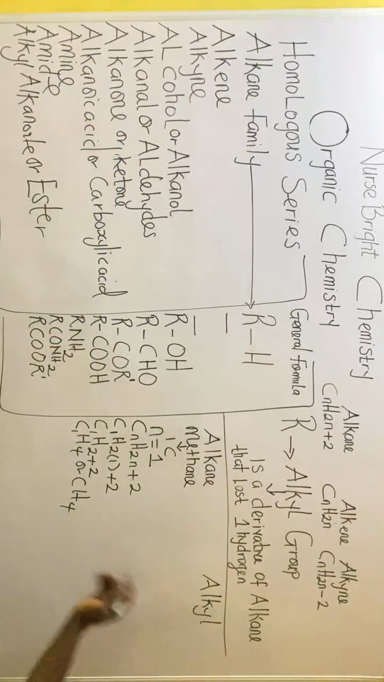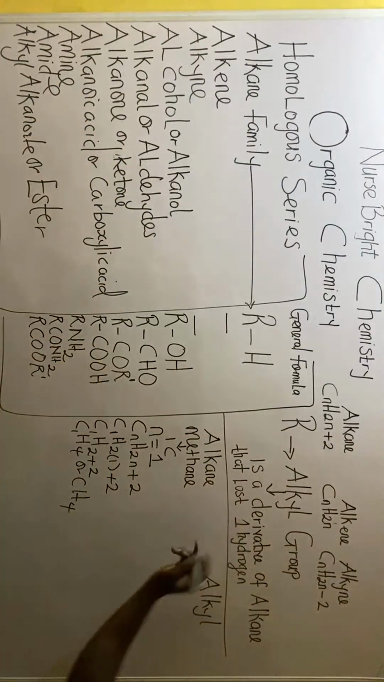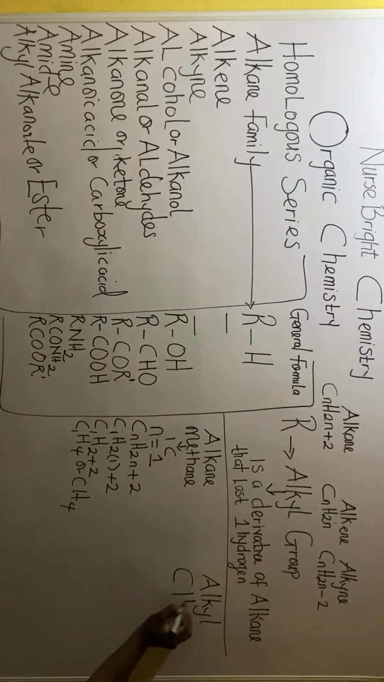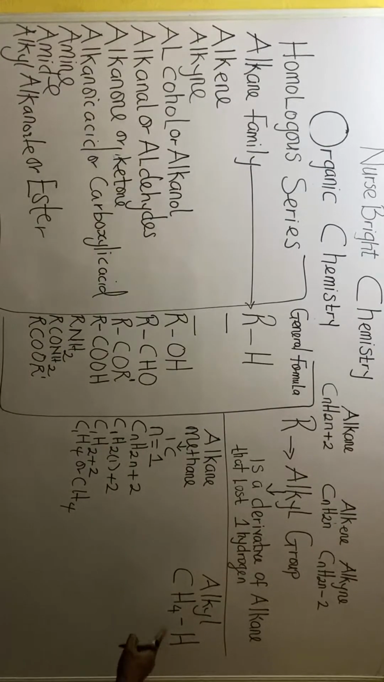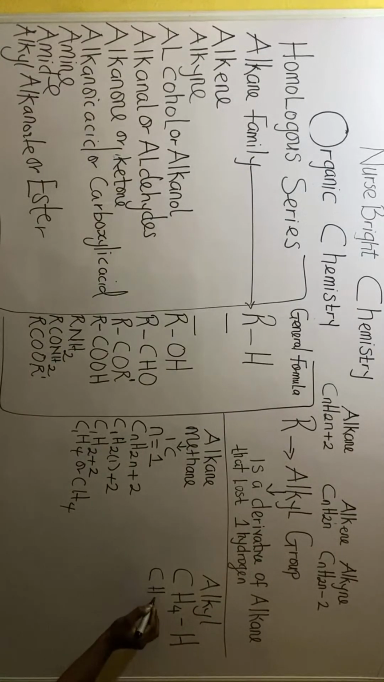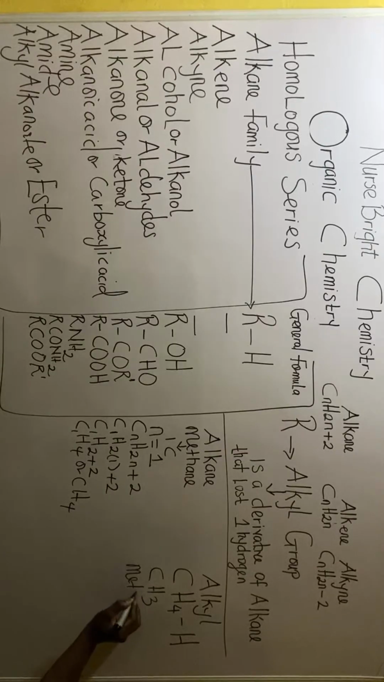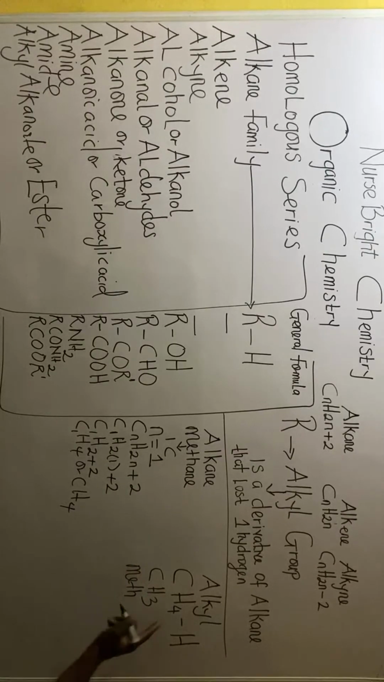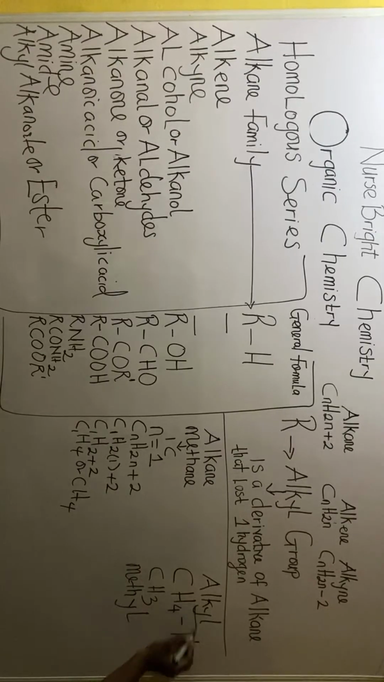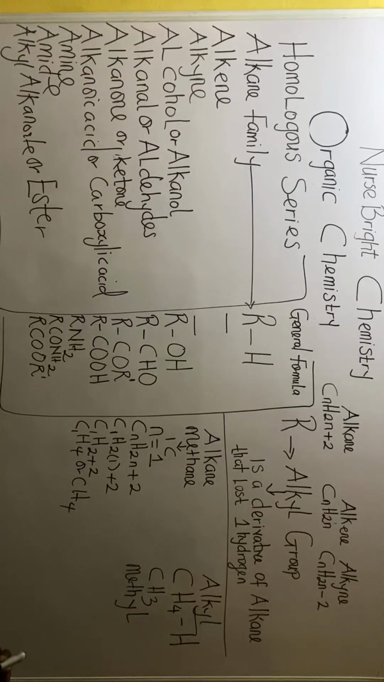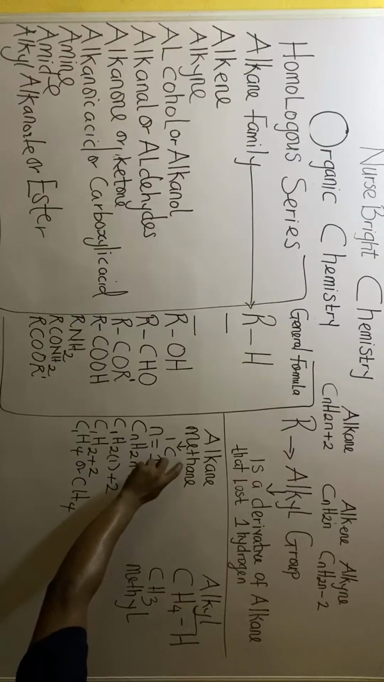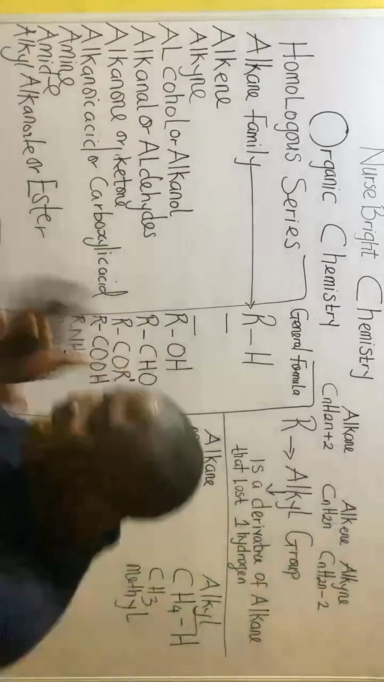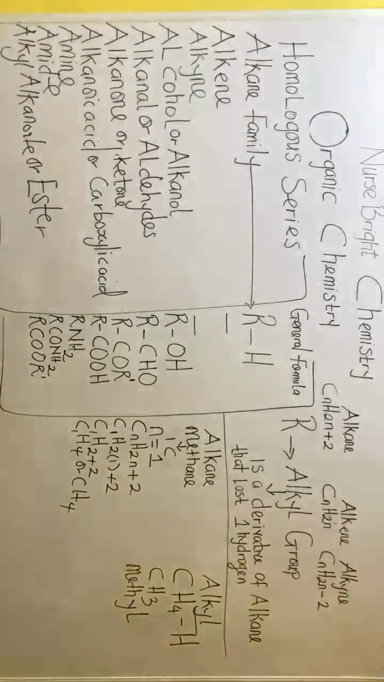So how do we form alkyls? Alkyls are formed by removal of one hydrogen from an alkane. This is an alkane. So when we remove one hydrogen, what do we form? CH3. Normally any compound with one carbon would be named methane, but since it's an alkyl, you take the YL: methyl. So the alkyl formed from methane is methyl. Do you understand?